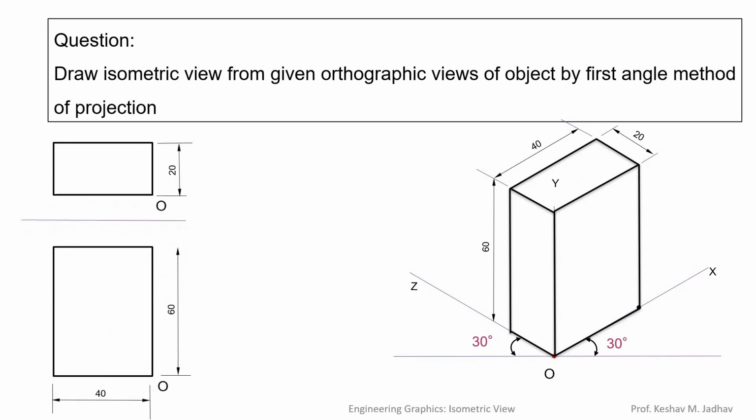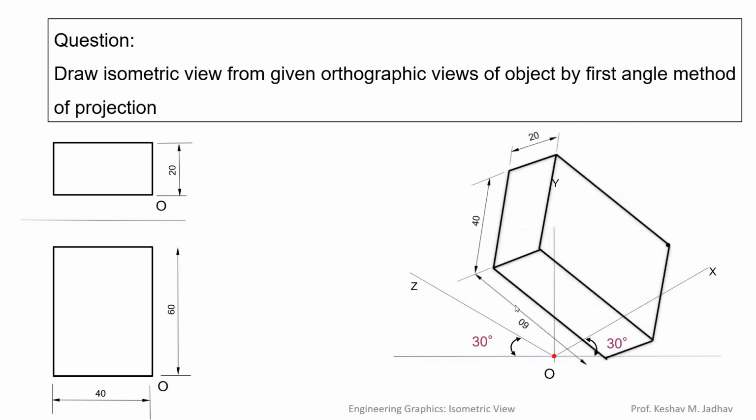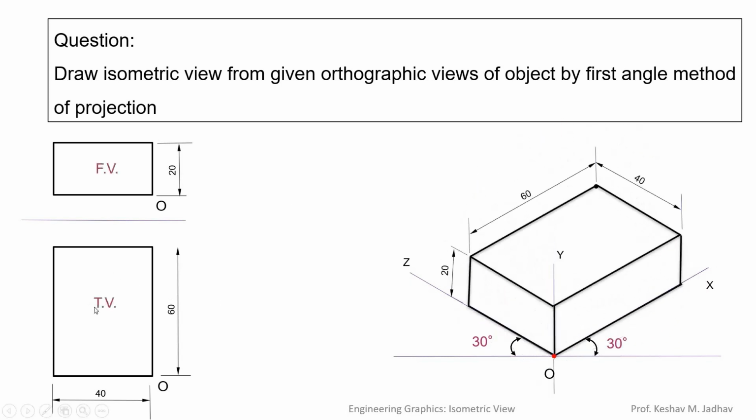Now the object is similar. In the earlier example this small rectangle was in the top view and this large rectangle was in the front view. Now if you try to visualize, it is also a rectangular block, but its orientation is different. When we look at the object from the front it is a small rectangle, and when we look at the object from the top side then it is a large rectangle. So it will be like this. So this is the front view and this is the top view.